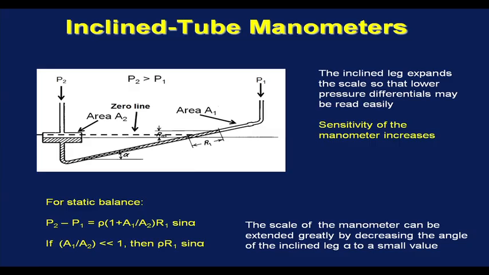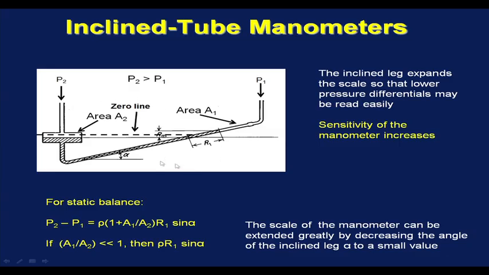So, that way the mercury will travel a longer distance along the inclined leg. So, by inclining one leg of the manometer, we can expand the scale of the manometer such that lower pressure differentials can be read easily.